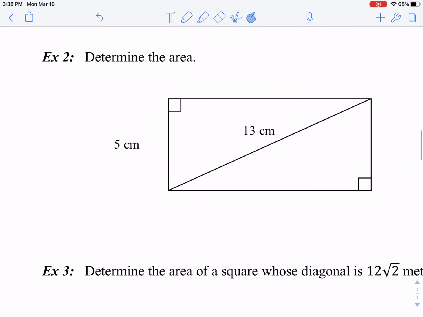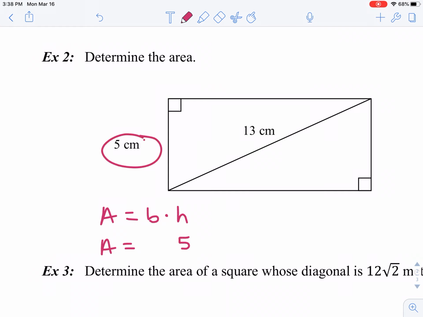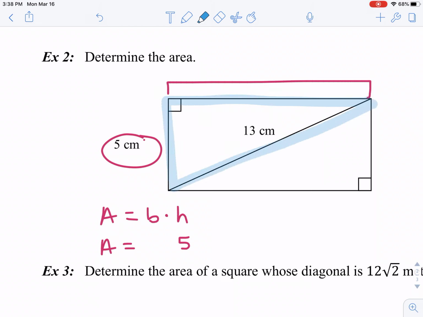Now, when I'm finding the area of a rectangle, we need to know the base times the height. In this example, I do know that the height is 5 centimeters, but I don't know what this base is. But because I have this nice right triangle, and I know the diagonal or the hypotenuse is 13, I actually notice that this is a 5, 12, 13, and I can go ahead and identify, oh, this is 12 centimeters.